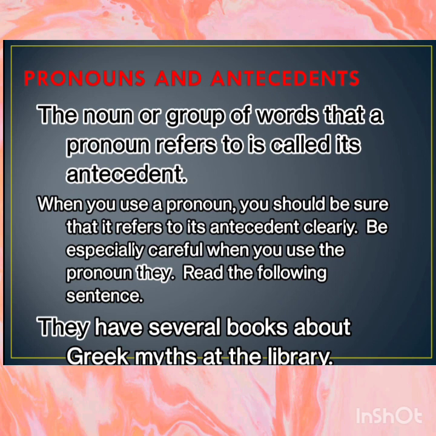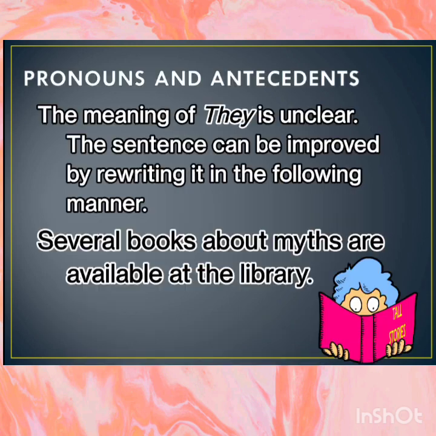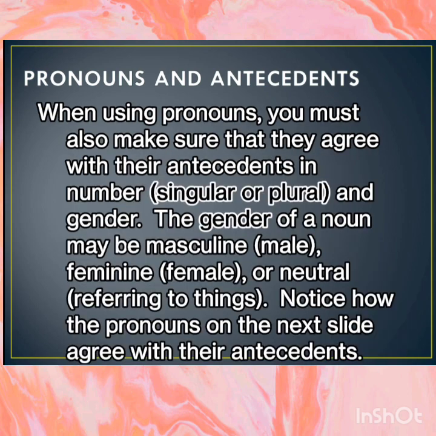Read the following sentence. They have several books about Greek myths at the library. The meaning of they is unclear. The sentence can be improved by rewriting it in the following manner: Several books about myths are available at the library.